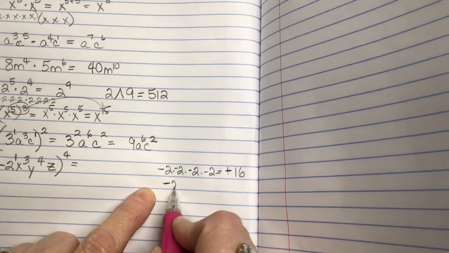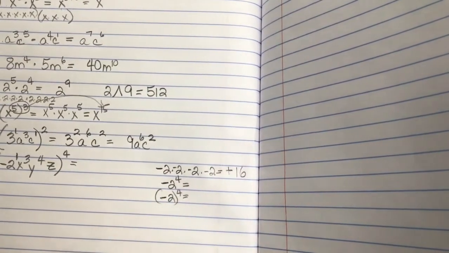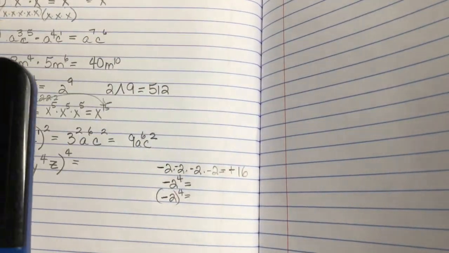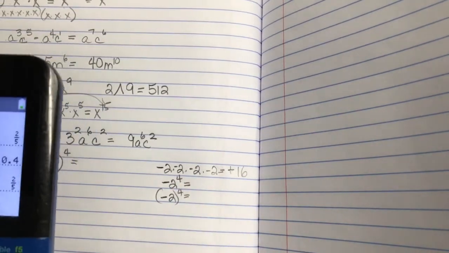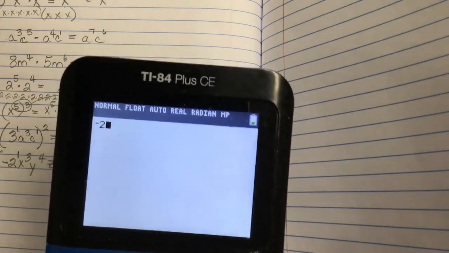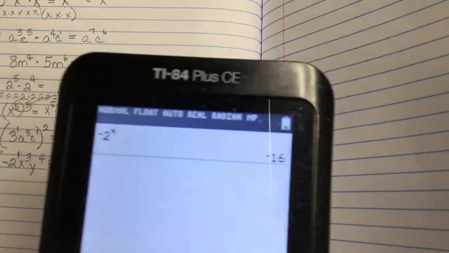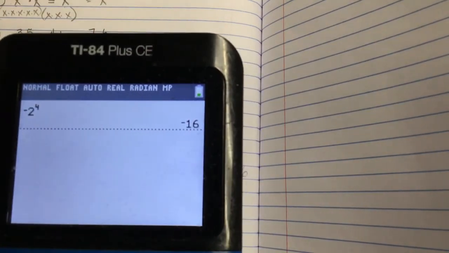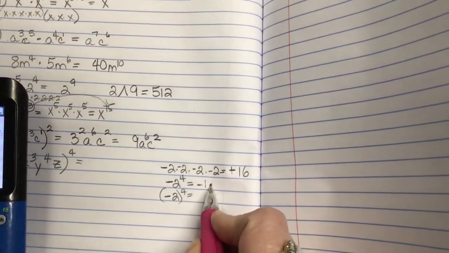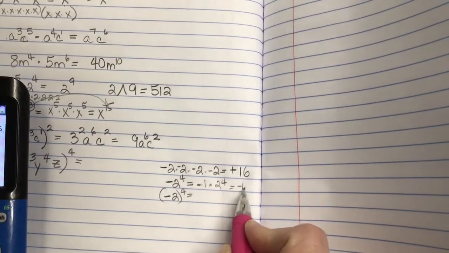But if you type -2 to the 4th on your calculator, I'm going to do it 2 different ways. The calculator thinks that you're only raising the 2 to the 4th, not the -2. So if I type -2 raised to the 4th, it's going to give me -16. Well, the calculator gave me the wrong answer. It did not. It gave you what you typed in there. It is doing this. -2 to the 4th means -1 times 2 to the 4th. In that case, only the 2 is raised to the 4th power, and that is -16.